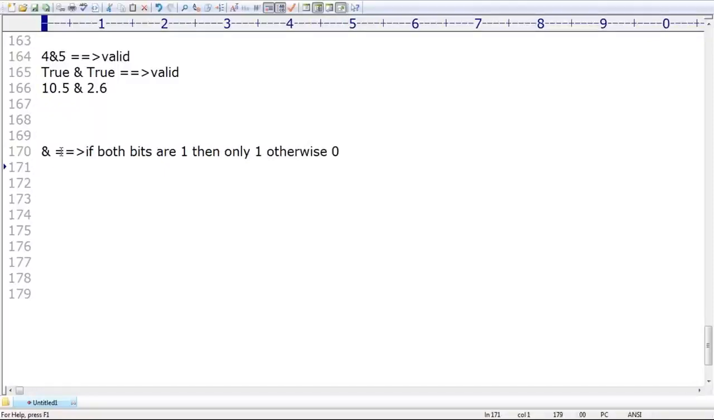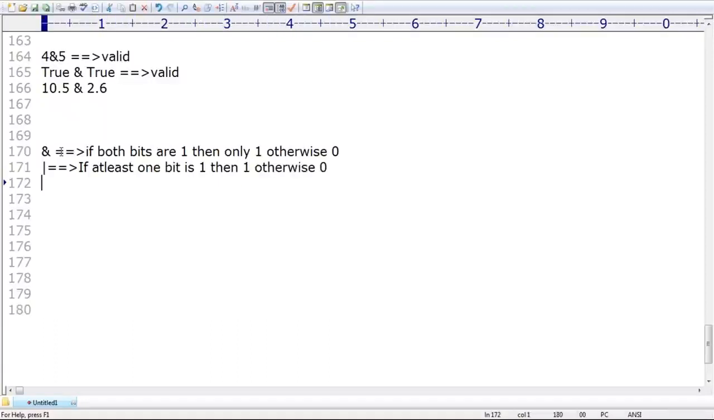Internally, binary values are compared by default. Remember that the bitwise operation happens at the memory level. Next, here is the OR operator. Can you please tell me the OR operator? If at least one bit is 1, then 1, otherwise 0.